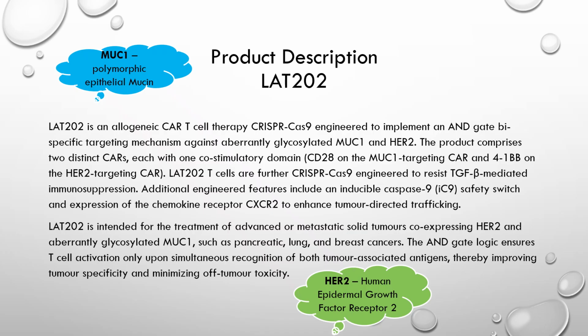So this is CRISPR-Cas9 engineered, genome edited basically to resist TGF-beta mediated immunosuppression. TGF-beta cytokines interact with the TGF-beta receptors on the T cells and cause inhibition and basically inactivation of the T cells, and this is how the tumor microenvironment is able to evade the immune system. So these T cells have been armored against that mediated immunosuppression, and therefore the T cells are more likely to be efficacious and have therapeutic value.